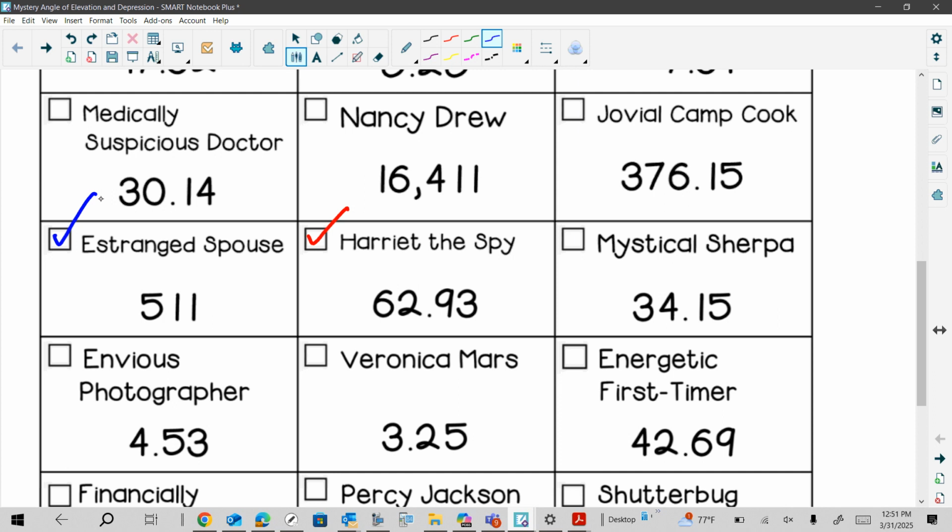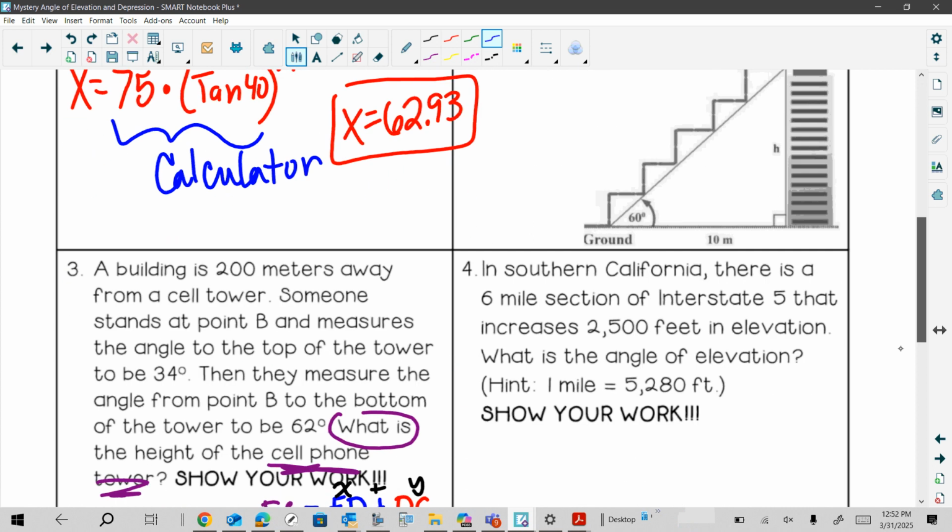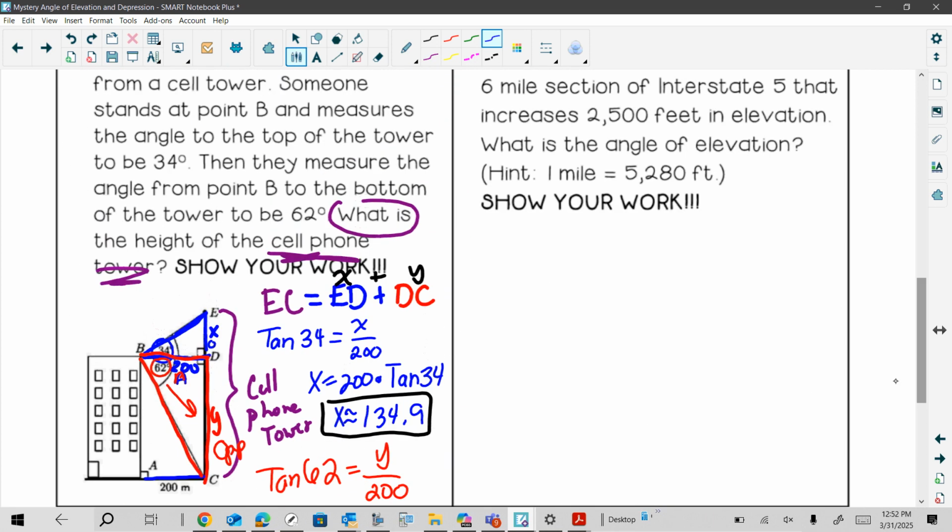Okay, so now I'm just gonna look at number 4 here. You're gonna have some problems with no diagram. So 1, 2, and 3 have a diagram to them. 4 does not. So you have to just draw a generic right triangle.